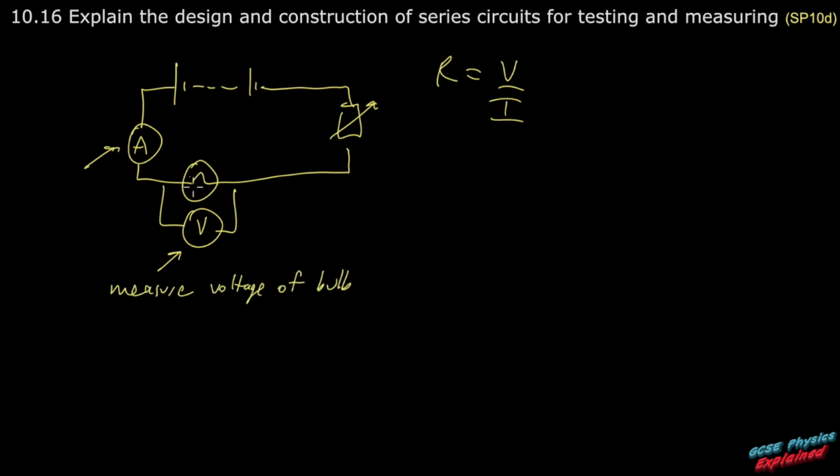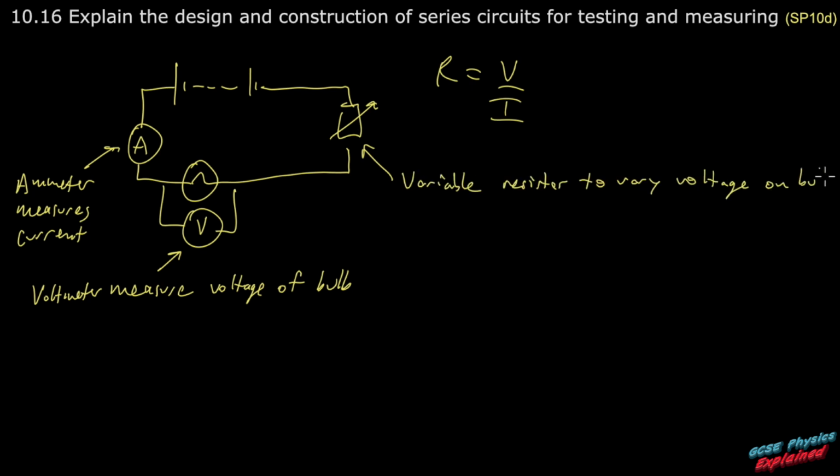We'll use an ammeter to measure the current. And we need some way of varying the voltage across the component. And we do that by using a variable resistor. So that is your standard circuit for testing and measuring a piece of kit.